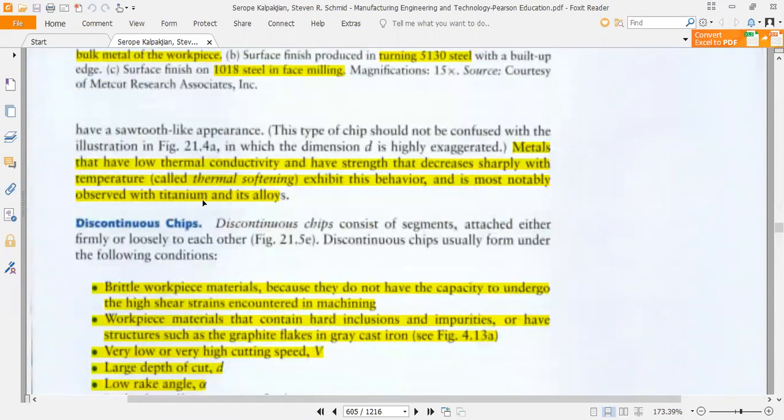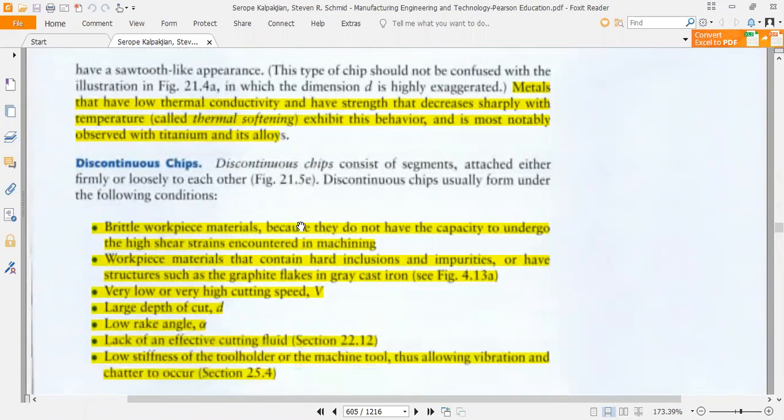Metals that have low thermal conductivity and high strength that decreases sharply with temperature exhibit this behavior, and this type of chip is mostly formed in titanium and its alloys.